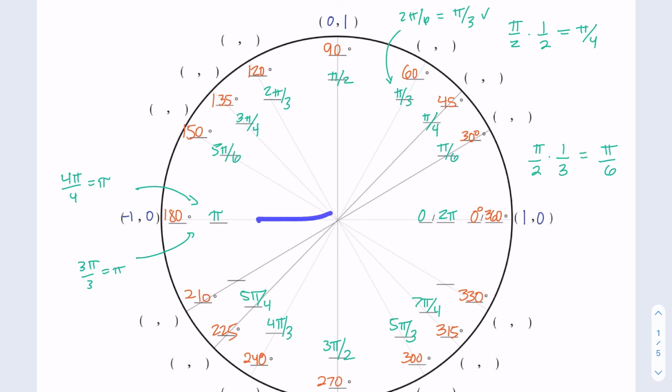6 pi over 6, 7 pi over 6. We need that one. I'm down here. Let's see. 8 pi over 6, 9 pi over 6, 10 pi over 6, 11 pi over 6. There we made it over here to our missing one. 11 pi over 6. And then a full rotation back would give me back to 12 pi over 6, which is just 2 pi. So now we have completely filled in the radian measures of these angles that are marked on the unit circle.